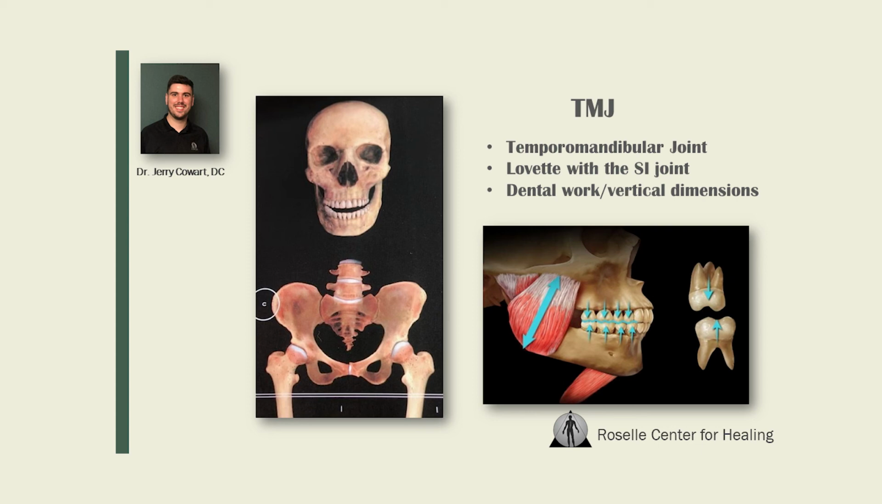But a big issue is what's called vertical dimension. So if you ever get crowns put in or a root canal or any kind of dental work being done, you've got to make sure that you're going to a dentist who really knows and understands vertical dimension, because if those vertical dimensions, meaning how your teeth align together from top and bottom, are off, that is going to shift your entire jaw.